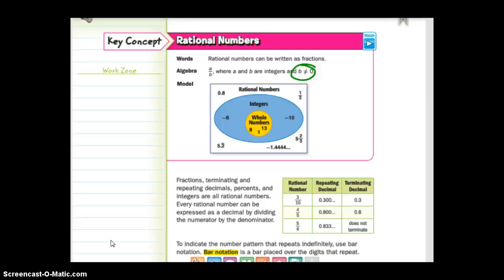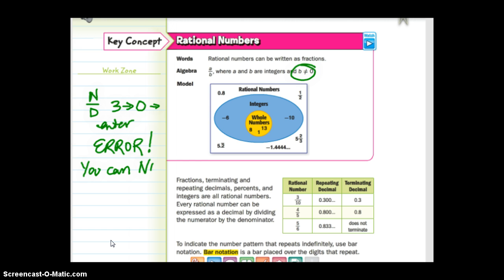I want you to take your calculator and hit the fraction button. Then I want you to put 3, arrow over, 0, arrow over. It should look like a fraction, 3 over 0. Now hit enter. What does it say? Error. You cannot divide by 0, ever.